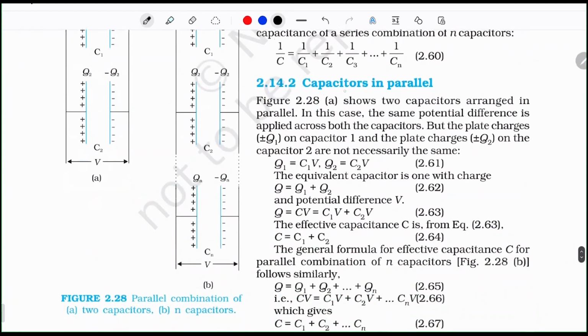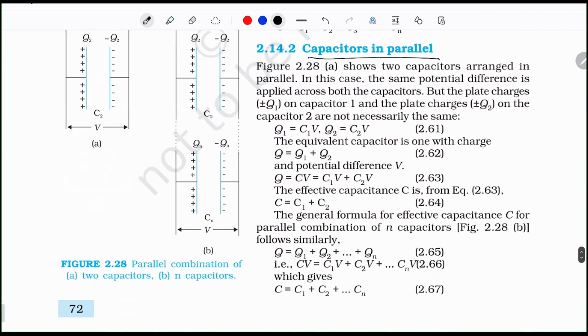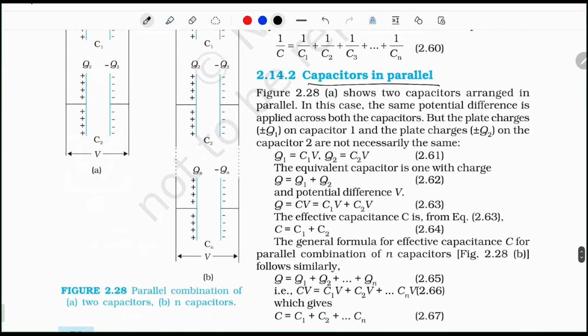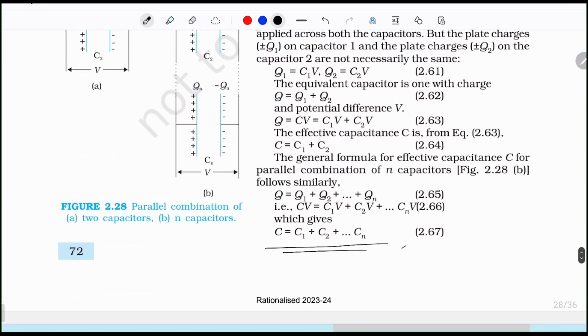So now we come to capacitance in parallel. It's basically the same argument. In this case, the charges add up, and so therefore you can see that the capacitances simply add up in parallel.